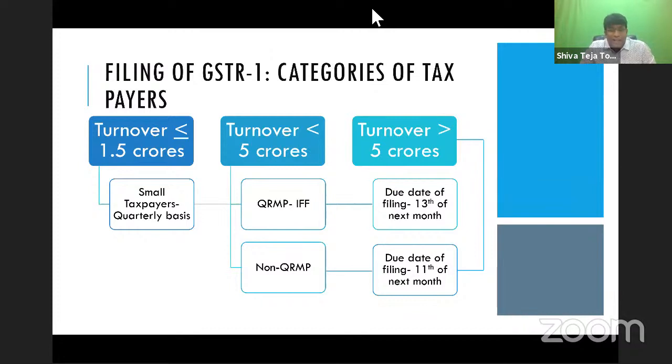And in the next column you can see where the turnover is less than 5 crores, they can go for a QRMP scheme, which is nothing but quarterly return monthly payment scheme. So the concept of QRMP is applicable only to those persons whose turnover does not exceed 5 crores. And where turnover is more than 5 crores, they definitely have to file the return on a monthly basis. And that too, the due date of filing is not the 13th of the next month. The due date is very clearly the 11th of the next month.